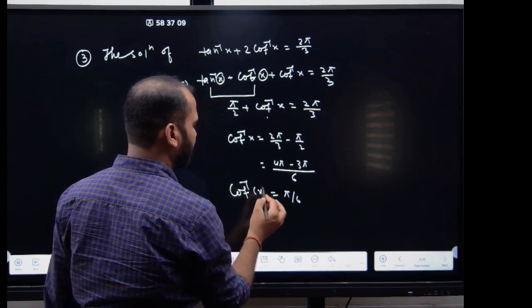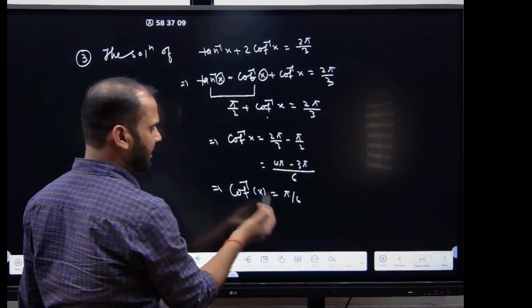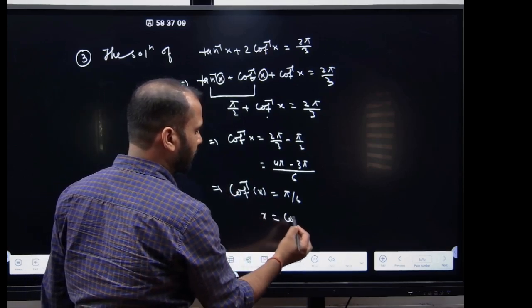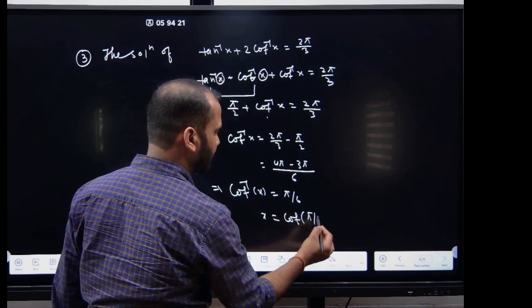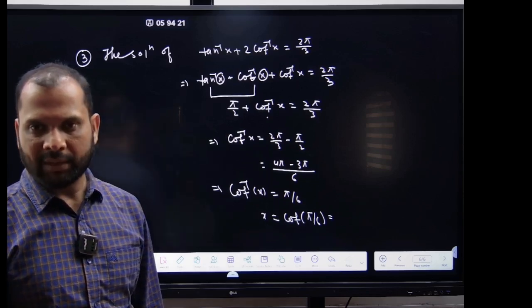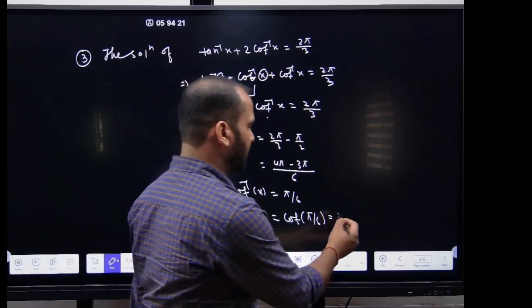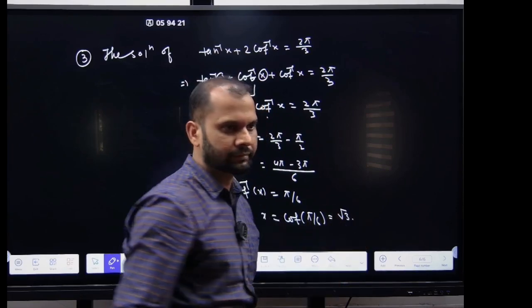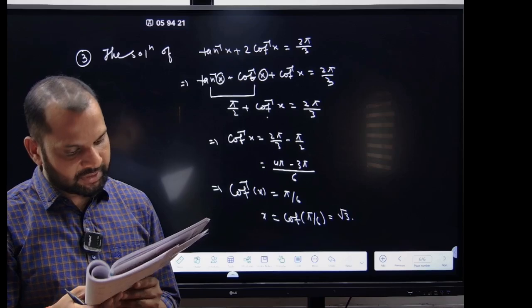Then you will be thinking that in cot inverse, which angle is this? Or x is nothing but cot, you take that side, cot pi by 6. Pi by 6 is 30 degree, right? Tan 30 degree is 1 by root 3. So this will be how much? Only root 3. Understood? So x value of this will be root 3.